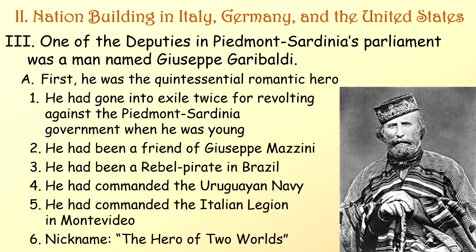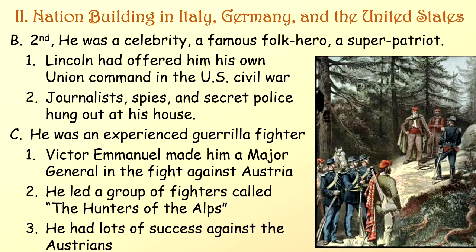First, he was the quintessential romantic hero. He had gone into exile twice for revolting against the Piedmont-Sardinia government when he was young. He had been a good friend of Giuseppe Mazzini. He had been a rebel pirate in Brazil. He had commanded the Uruguayan Navy. He had commanded the Italian Legion in Montevideo. And he even had a nickname, the Hero of Two Worlds.